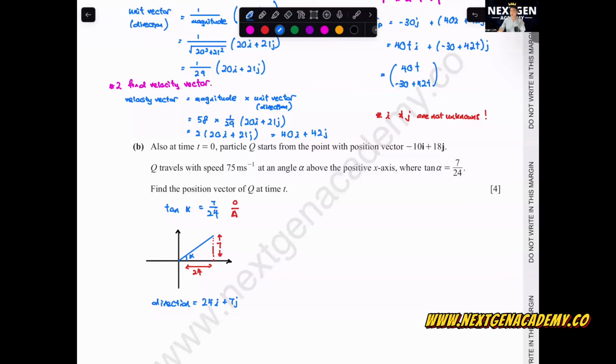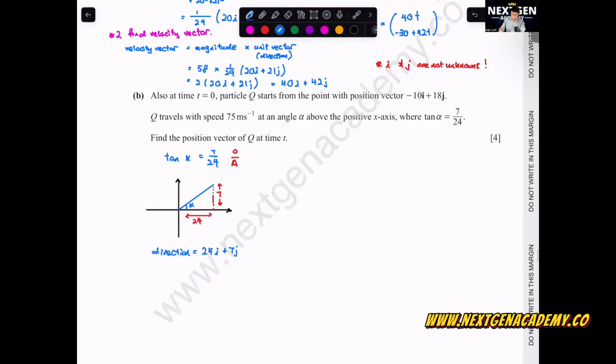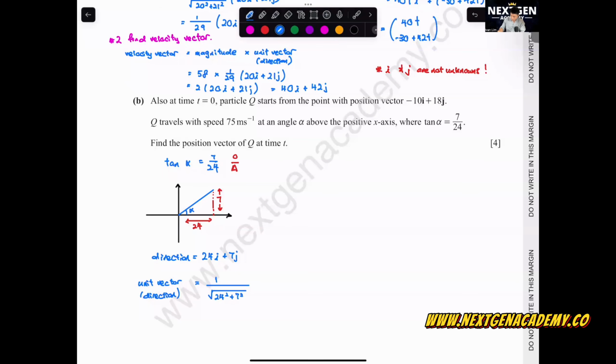This one they don't give you so straightforward. So it's technically the same thing as the above. Okay, so do the same thing. Find what is the unit vector of the direction first. Unit vector of direction, which is 1 over square root 24 square plus 7 square, and 24i plus 7j. 24 square plus 7 square, this will be 1 over 25, 24i plus 7j.